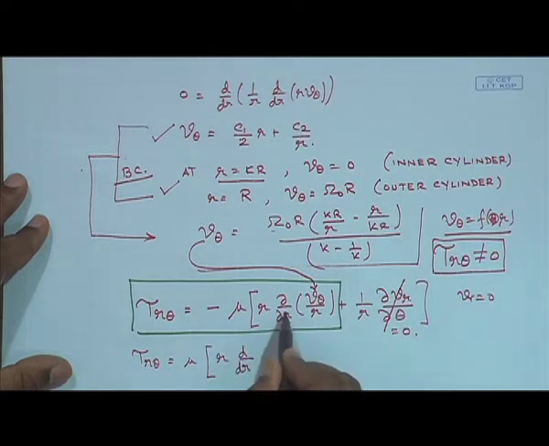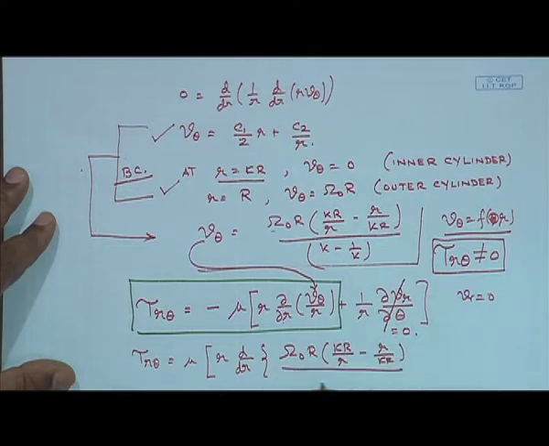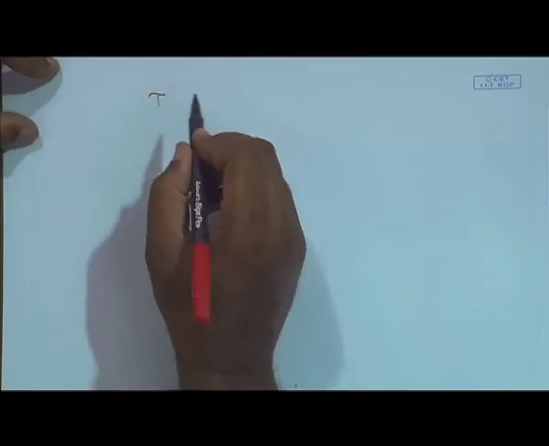No need to use the partial signs, as v theta is a function of r only. It's not a function of theta or of z. And then what you get is the expression here. Once you do this, I will skip the intermediate steps as they do not require any more understanding.